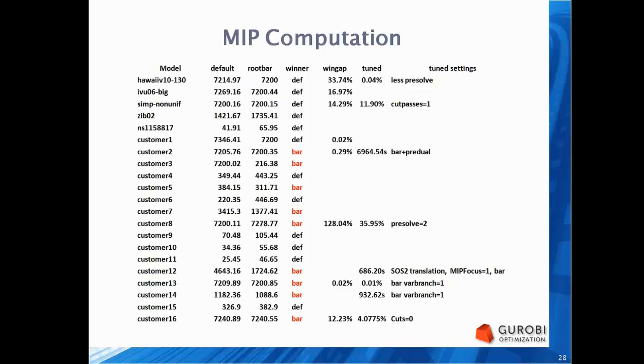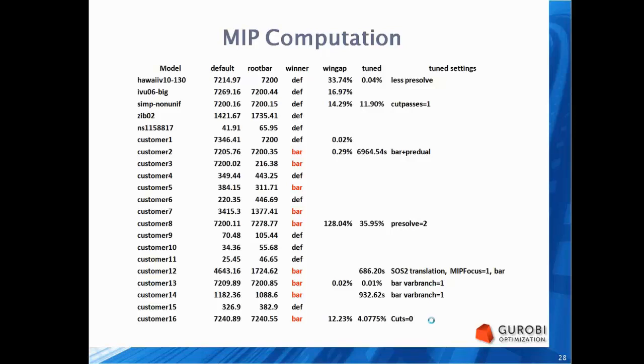And then if you tune, you're able to further reduce, really solve the model. And then if you look at these numbers in the tuned setting column, some need to be aggressive on PreSparsify equal to 2 for customer model 8. And for customer 12, you want to set MIPFocus to 1 and still use barrier, and for 13 and 14, you use barrier but set VarBranch equal to 1. And for customer model 16, you need to turn off the cuts to get a good result.